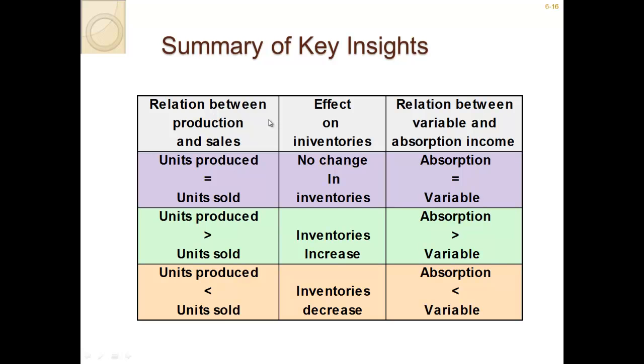The key difference, the key highlights, is the relationship between production and sales. Units produced equals units sold: if there are no changes in inventory, then absorption and variable costing will be the same. If units produced are greater than units sold, so if you have an increase in inventory, absorption will be greater income than variable. That's because we're deferring some of that cost. And if we produce less than we sold, and we have a decrease in inventory, absorption will actually be less than variable. So absorption costing includes changes in inventory, whereas variable costing does not take into consideration changes of inventory.